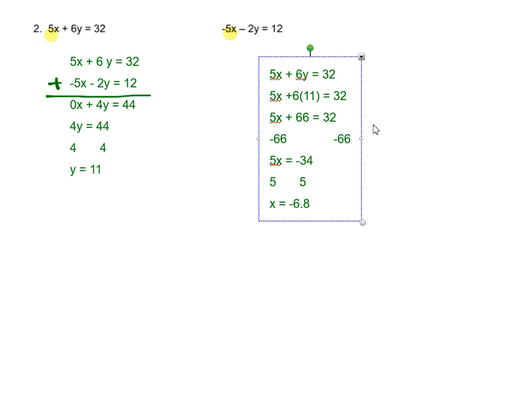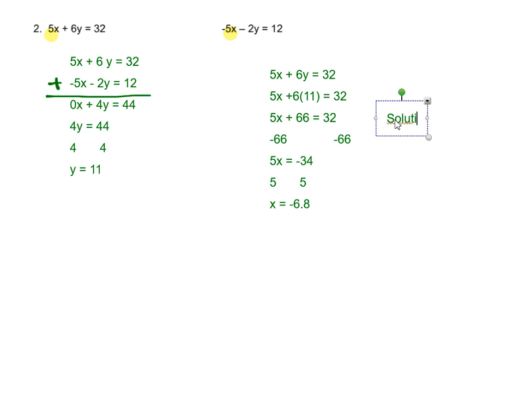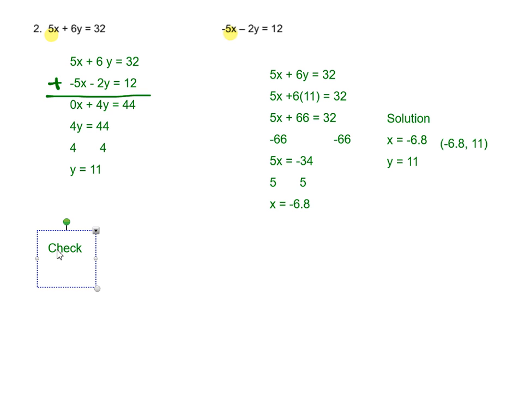I can now say that my solution is x equals negative 6.8 and y is equal to 11. So I have the point of negative 6.8 comma 11. And I can verify my answers by checking them. So I can now go 5 times negative 6.8 plus 6 times 11 equals 32. If I type that in my calculator, I should get 32 is equal to 32.